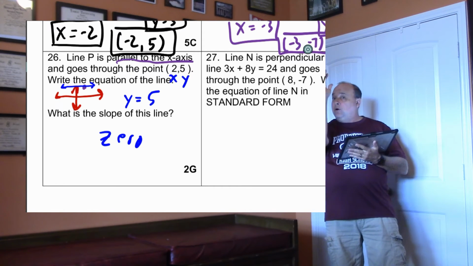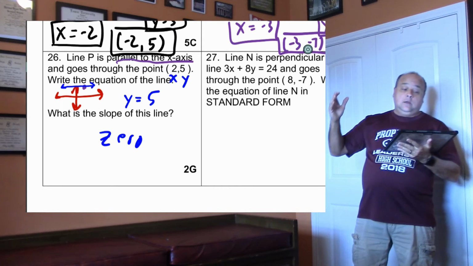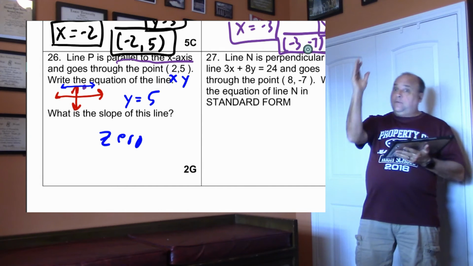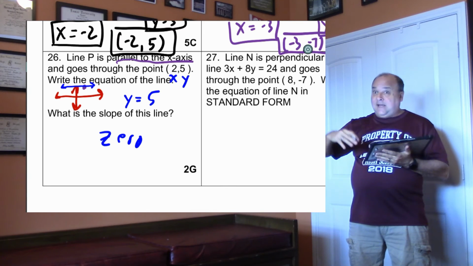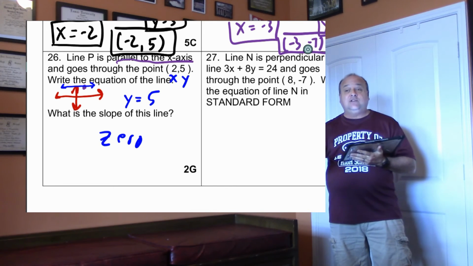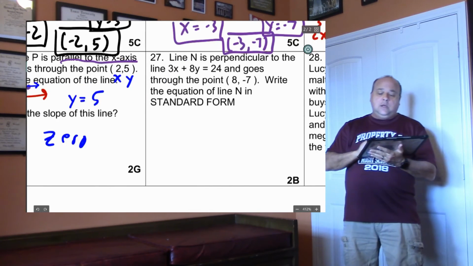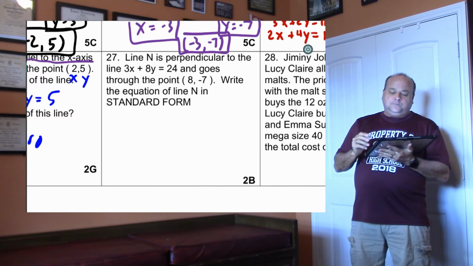If it were perpendicular to the x, it would be x equal, right? So just because it's parallel to the x-axis doesn't mean it goes to the x-axis. You got to read it and draw that picture. Let's go to number 27.